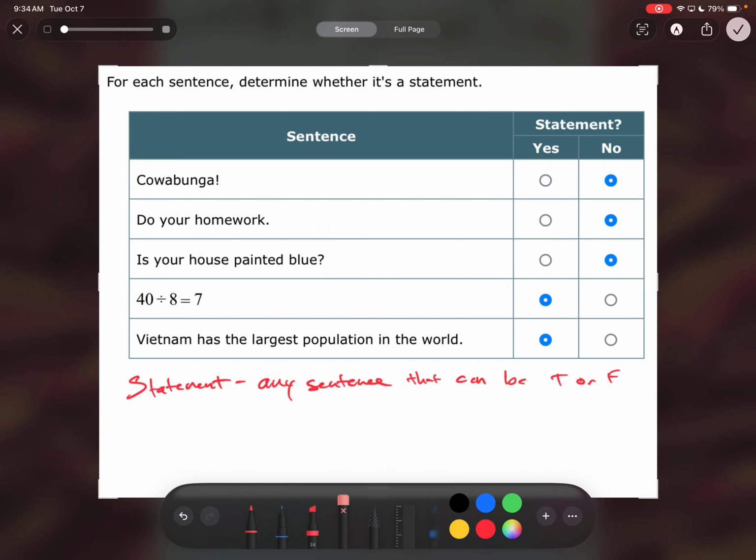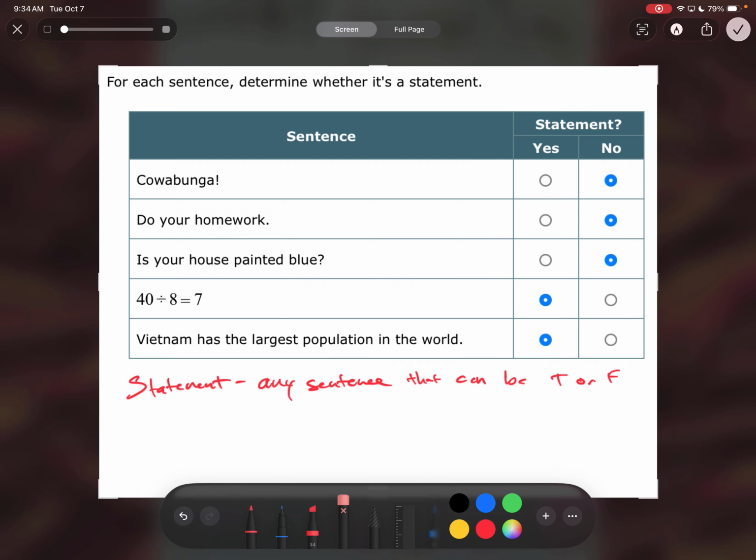That is not a true or false, right? That's a command. Is your house painted blue? That's not a statement because that is a question. Math facts are true or false. They're called math facts. So like that is a math statement, it can be proven true or false. Like that one is, even though it's false, 40 divided by 8 is not 7, we can say that's false, so that is a statement.